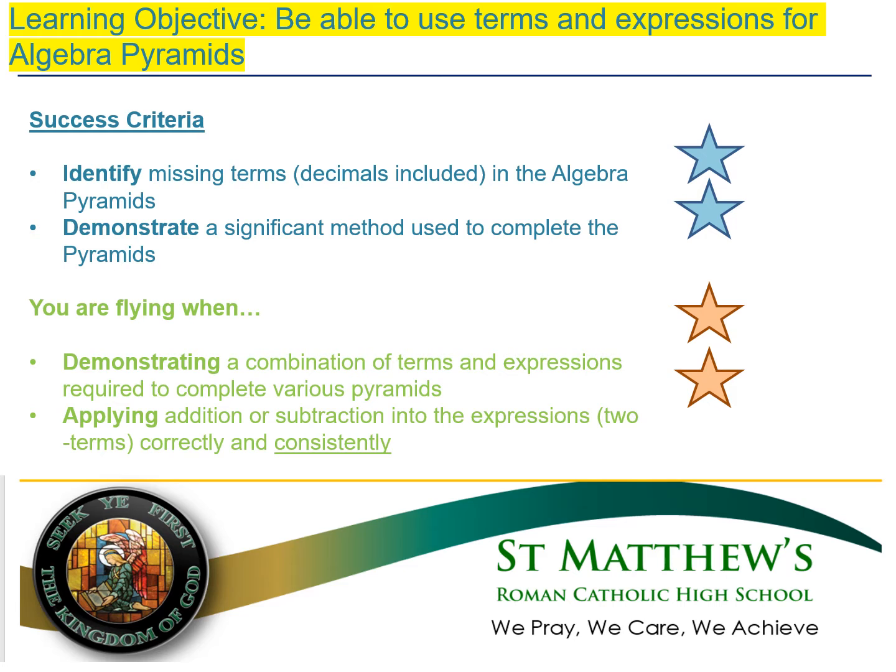So success criteria, identify missing terms. That's decimals included in the pyramids. Demonstrate a significant method used to complete the pyramid. So how are we doing it? Is there one way? Is there only one way? Is there two ways? You are flying when demonstrating a combination of terms and expressions required to complete the various pyramids. So that word combination again, okay?